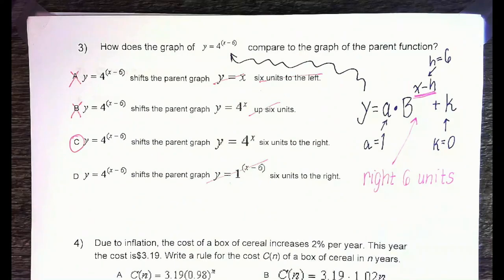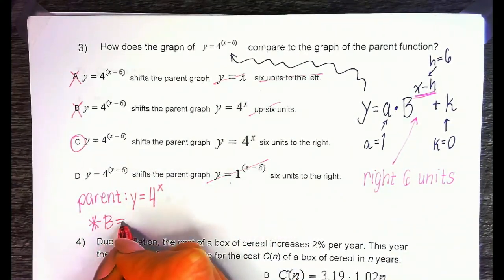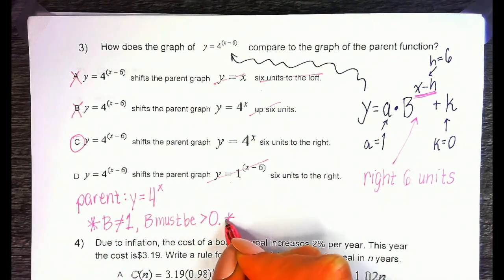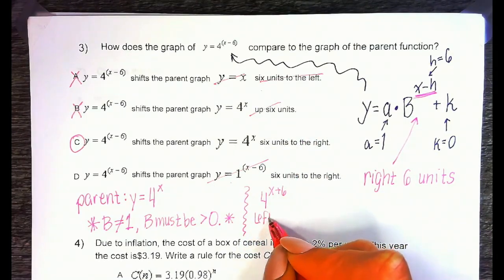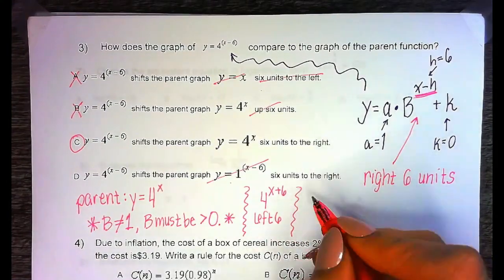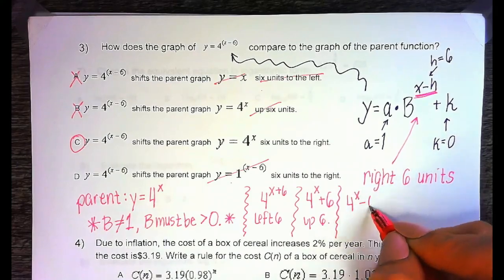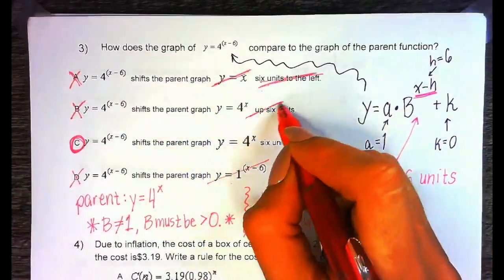So again, just to reiterate, y equals 4 to the x is the parent function. b is never allowed to equal 1, and b must be greater than 0. When you have an example 4 raised to the x plus 6, that would move your graph left 6. If you had an example 4 to the x, plus 6 on the side, your graph moved up 6. 4 to the x minus 6 moves your graph down 6.